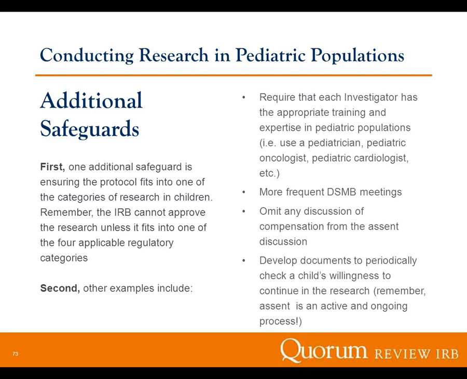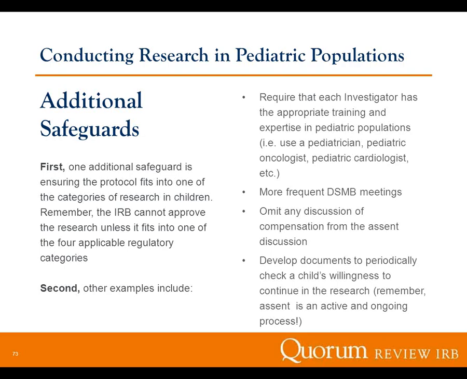Now, second, there are other safeguards to know about. For example, the IRB, or the research site, or the sponsor or CRO, could require that each investigator has the appropriate training and expertise in pediatric populations. So this means using a pediatrician, or if it's an oncology study, using a pediatric oncologist, for example. So that might be a safeguard you could put in place. Have more frequent DSMB meetings. Make sure there are frequent meetings to scour over the adverse events that are occurring, to pinpoint any issues that may have to be fixed or any protocol amendments that may have to come before children get hurt.